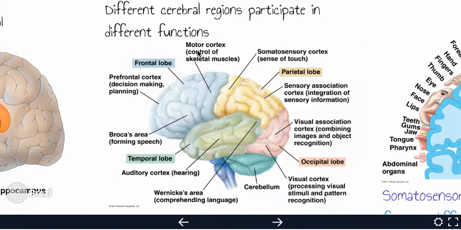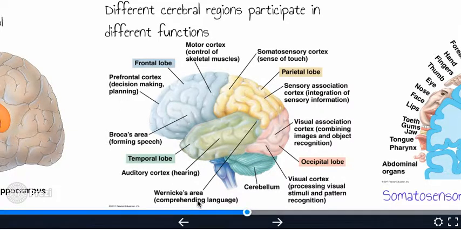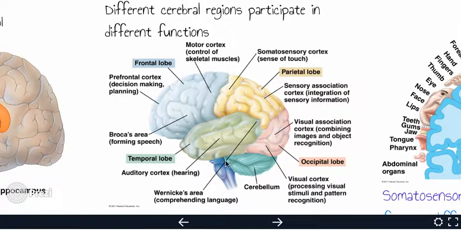Like I was saying about the motor cortex, here's control of all your skeletal muscle. Here's your prefrontal cortex for your decision making, your planning. So we call this the frontal lobe, right behind your forehead. Here's Broca's area. This is where speech is formed. Temporal lobes, right, side of your temples. Here's your temporal lobe. Auditory cortex. This is hearing. Wernicke's area is where you actually comprehend language.